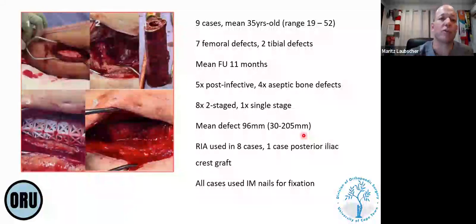So this is a couple of intra-op pictures. As you see, removal of the cement spacer, inserting the trial to make sure that we don't need to trim the bone a little bit more. Pack the truss cage with the harvested cancellous graft, and then insert it in the defect, and then insert the nail.